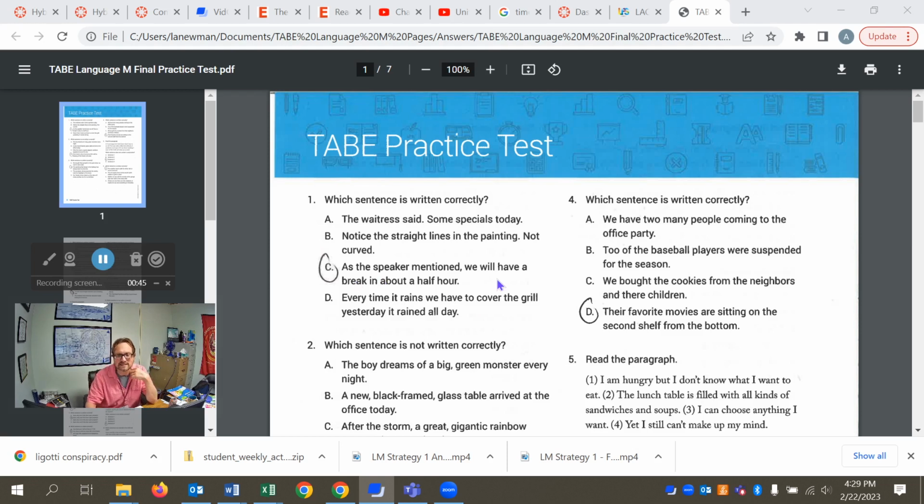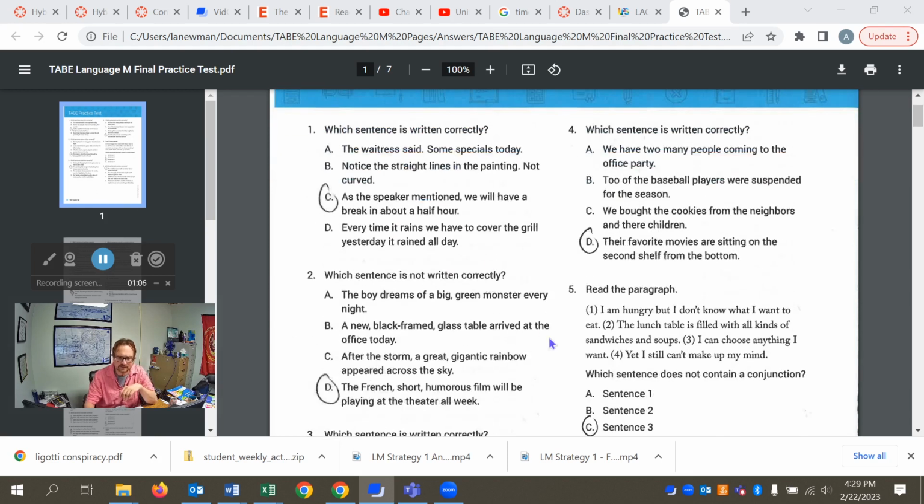Number one, which sentence is written correctly? It's C. As the speaker mentioned, we will have a break in about a half hour. So we have a comma after an introductory element, in this case, an introductory clause. We had some fragments and run-ons here in the other answers, but this is the only one that was the correct sentence.